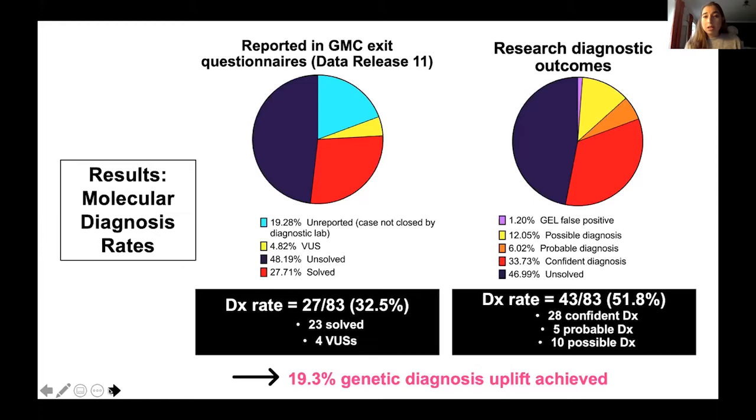And by the time I completed my analysis, we had a diagnosis rate of nearly 52%, of which 28 we classified as confident, 5 as probable and 10 as only possible. So we've achieved a nearly 20% diagnosis uplift through doing this project. We've also identified one false positive. So this was a patient reported to have an ALMS1 deletion, which we couldn't identify either on IGV or in BCF files. And on further dialogue with the 100K team, did conclude this was a false positive, which was fed back to the recruiting clinician.